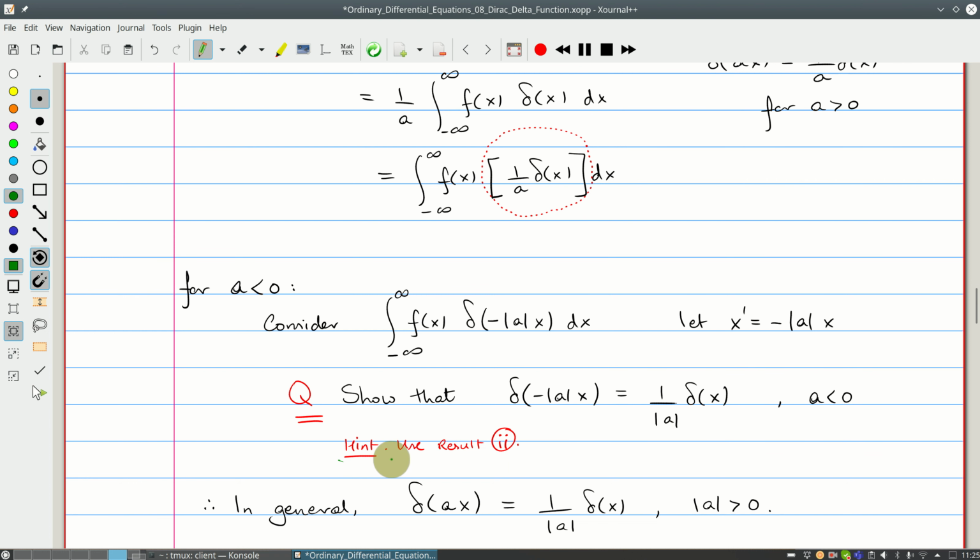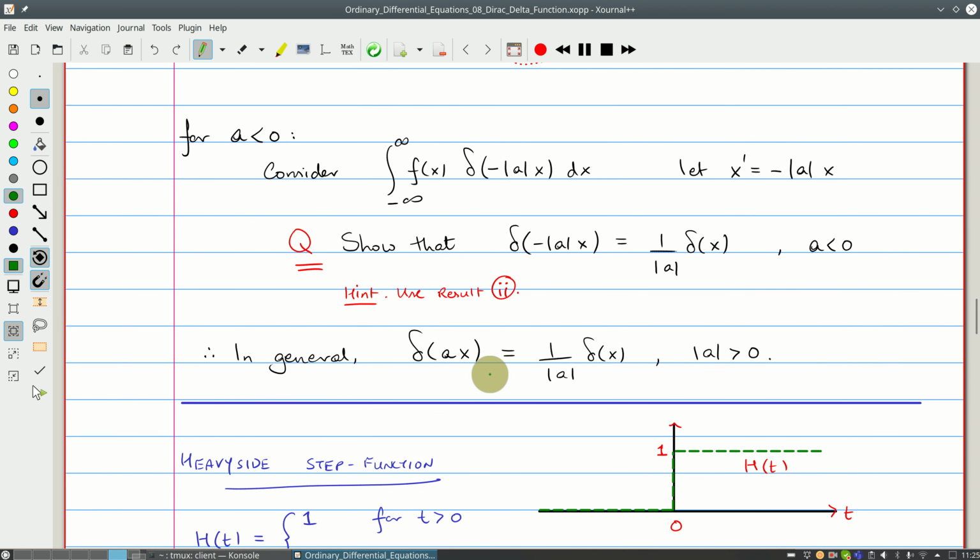Or, I've given a hint here, you could use the second of the results. So I'm going to leave that to you. Show that we get this. And in general, delta of ax is equal to 1 over the modulus of a delta of x, where the modulus of a is greater than 0. That's the only condition, because if a is equal to 0, we'll have delta of 0 there. That's why we must have a non-zero.